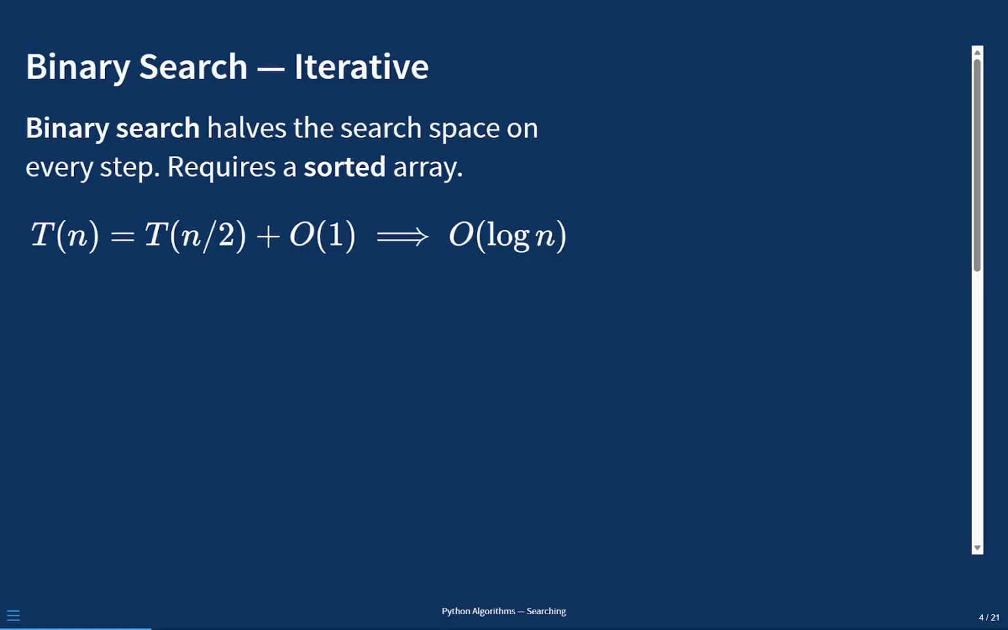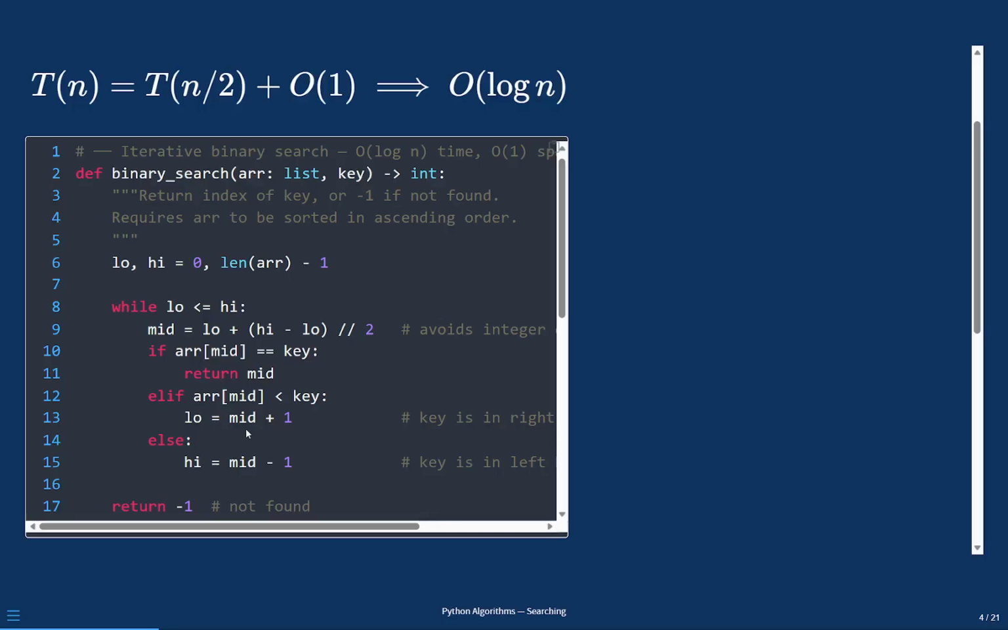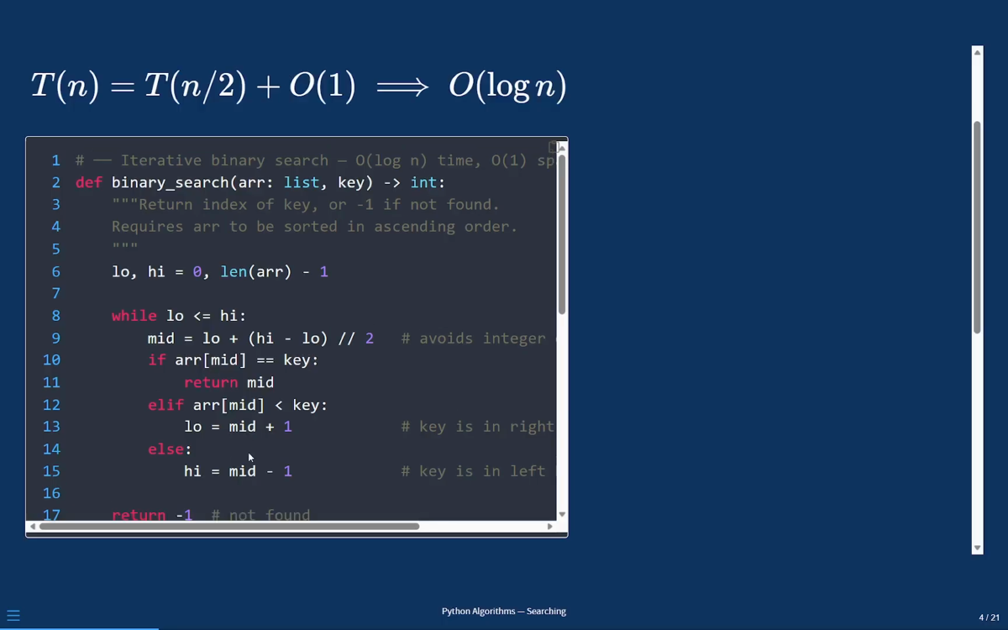Next. Binary search is the workhorse algorithm for sorted data. Every step halves the search space, giving O(log n) regardless of data size. The recurrence confirms it. T(n) equals T(n/2) plus O(1) resolves to O(log n). That log base 2 growth is extremely slow. 1 billion elements requires at most 30 steps.